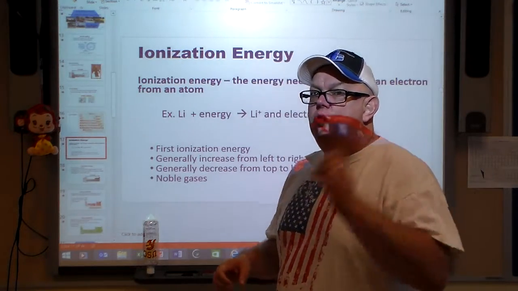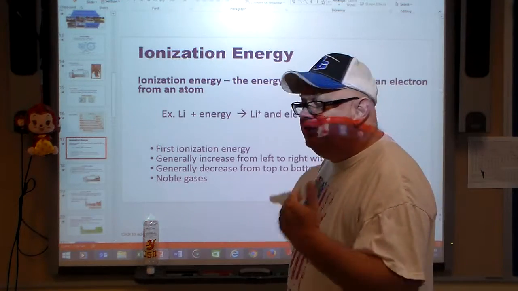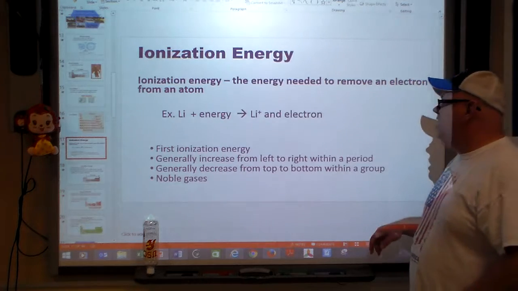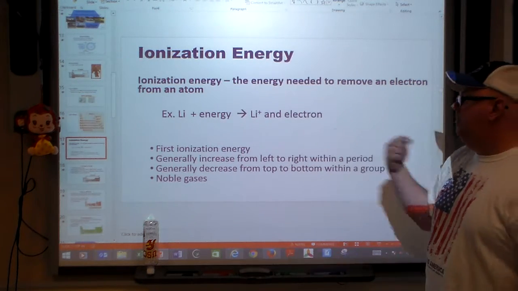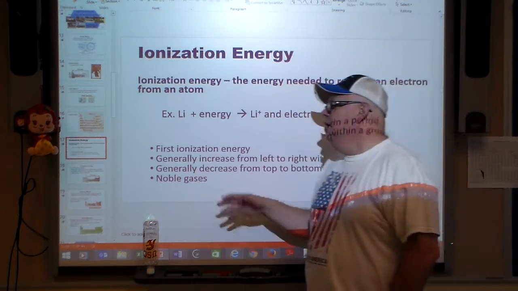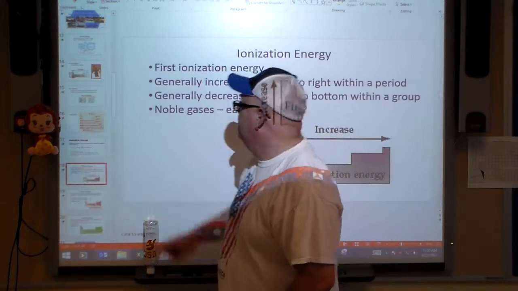Now we can sit there and rip out other electrons from the atoms, but usually it tends to take more energy. So generally speaking, it increases if you go from left to right inside a row, a period, and it decreases from top to bottom within a group. Noble gases, it takes a lot of energy to do it.